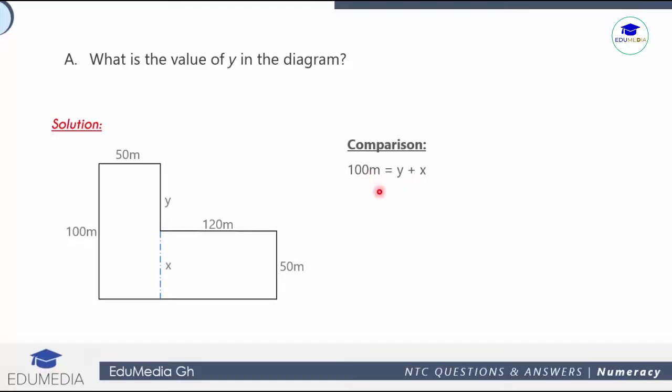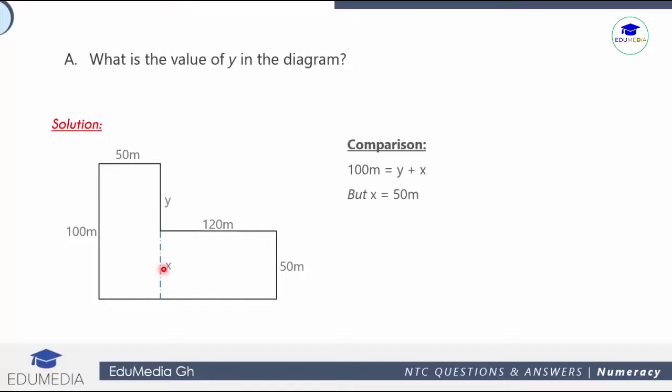But also, using the same comparison method, we can say that the measurement of x here is the same as the measurement here. So x can also stand in for 50 meters. The measurement of x here is also the same as the measurement of 50 here. So this line and this line are also the same. So x is 50 meters. Looking at this, the same comparison, 50 meters equals x. So that's what we have.